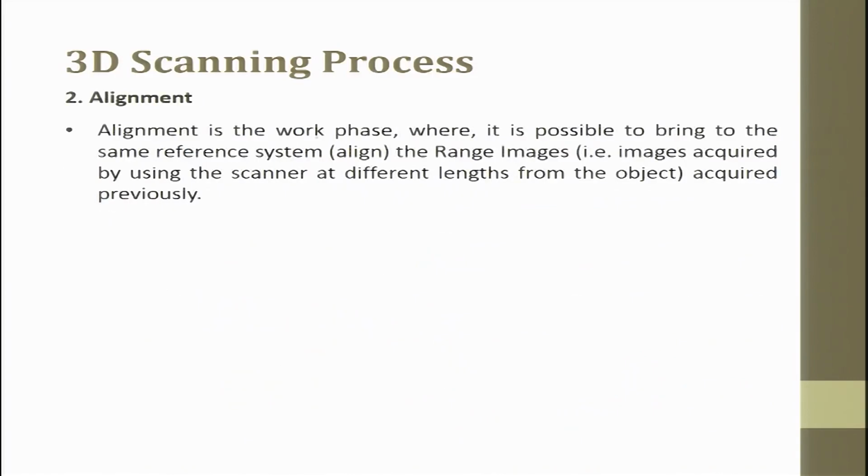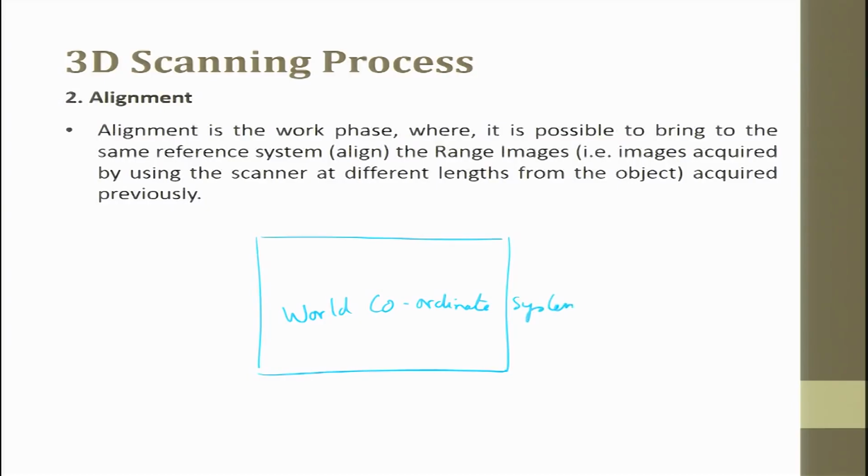Alignment. Alignment is the work phase where it is possible to bring to the same reference system the range images, that is, the images acquired by using the scanner at different positions from the object, acquired previously. So alignment is something very, very important. Basically, what we are trying to do is, as when you use CAD also, you have a world coordinate system, and then you have a user coordinate system.